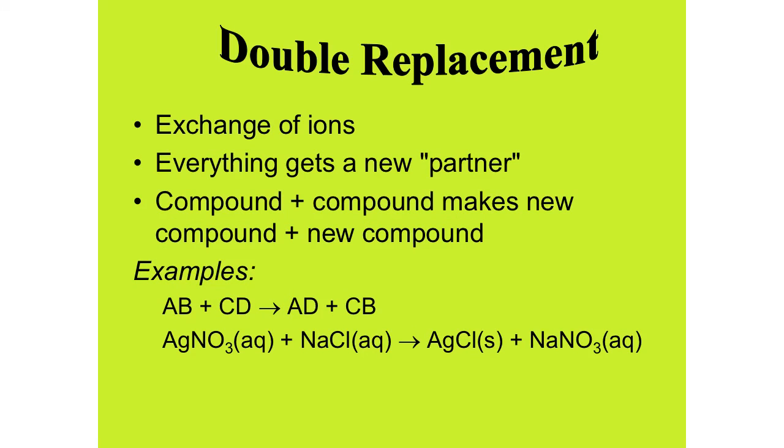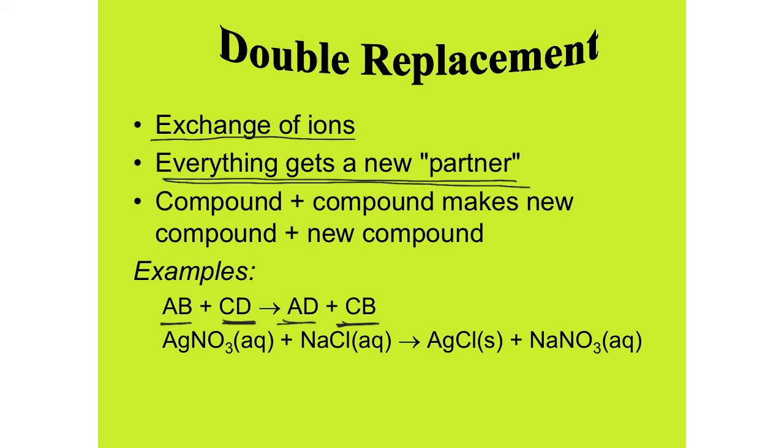In a double replacement reaction, you will be able to see 2 switches. So we will have an exchange of ions. And a good way to look at it is that everybody gets a new partner. So if we look down at this first example, A and B were together. C and D were together. Now A is combined with D and C is combined with B. So that's what I mean by everybody gets a new partner.